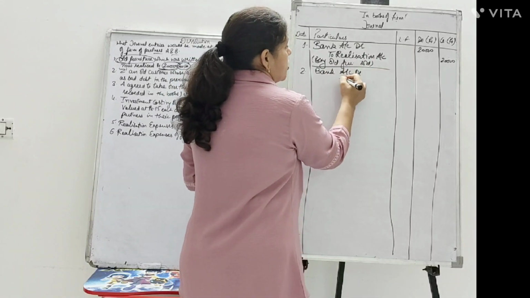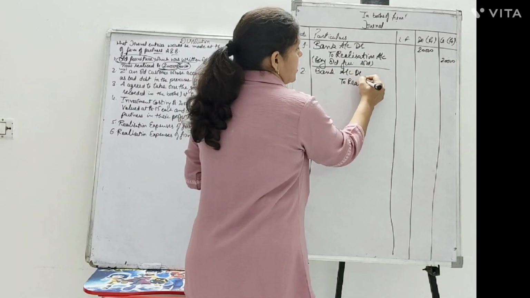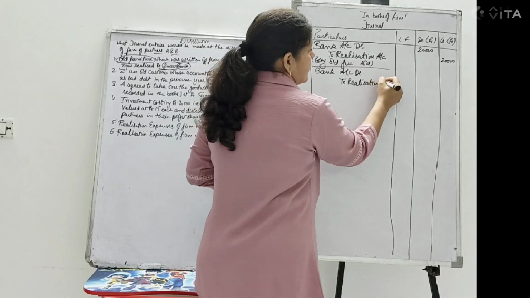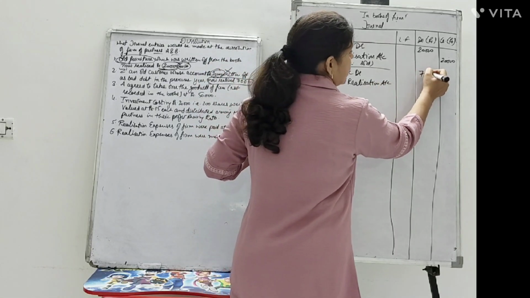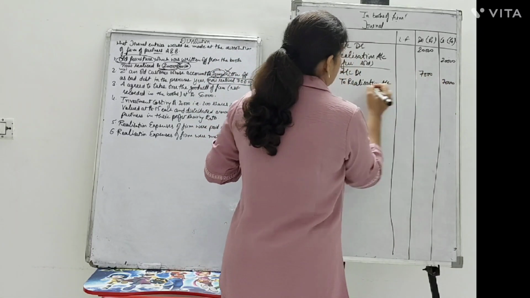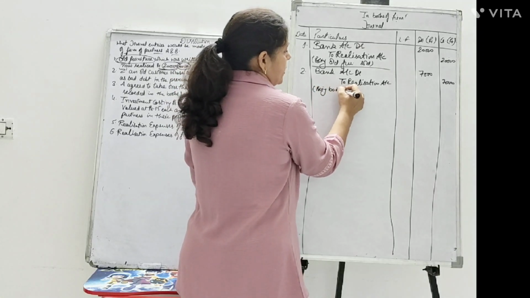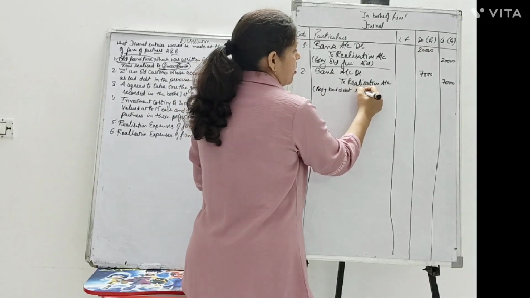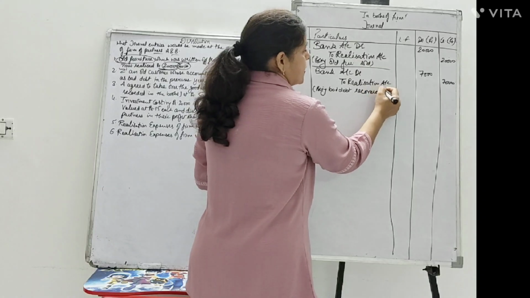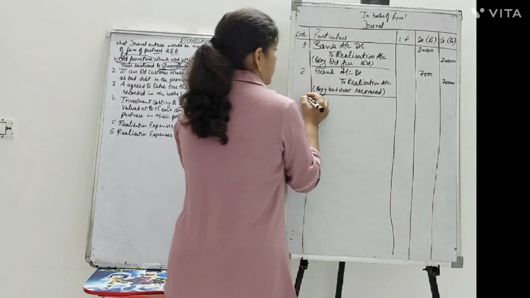So the journal would remain the same: Bank account debit to realization account, with the value of rupees 7,000. We are not concerned with what its book value was or whether it was recorded or not recorded. What is realized, that is important here.